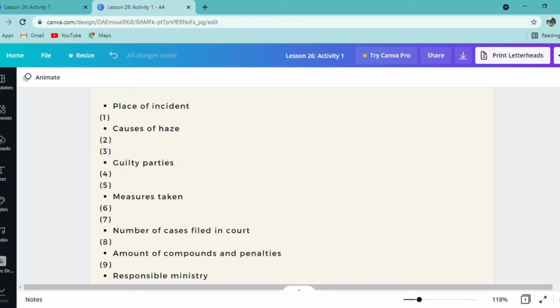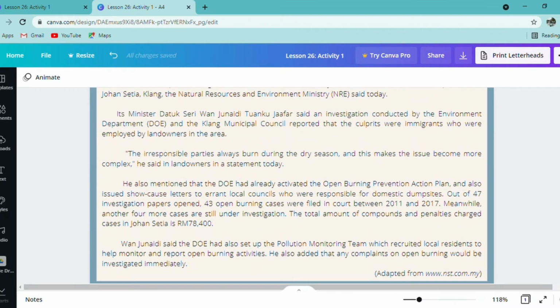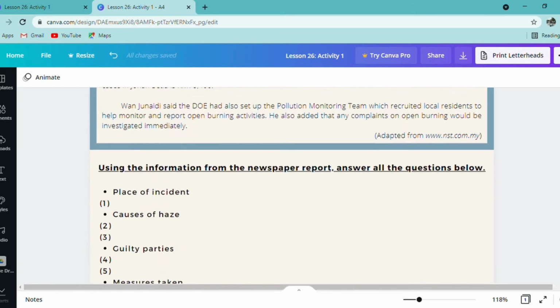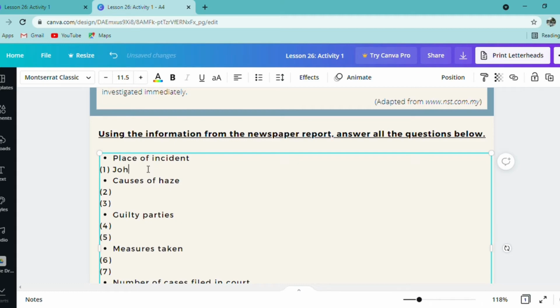So the first question is you need to find the place of incident. The incident happened in Johan Setia, Klang. Okay, you can go to question number 1, double click and then write your answer: Johan Setia, Klang.